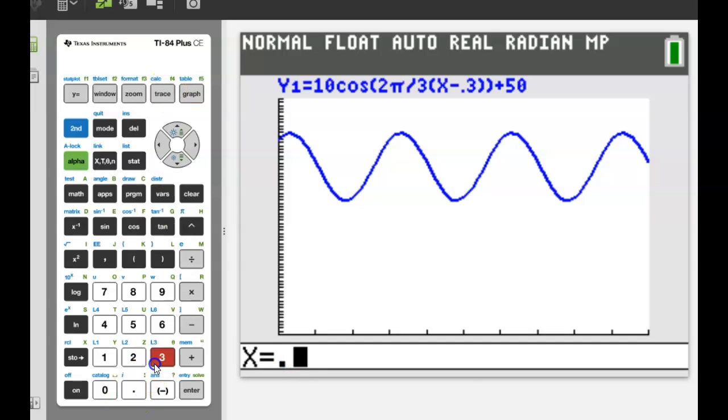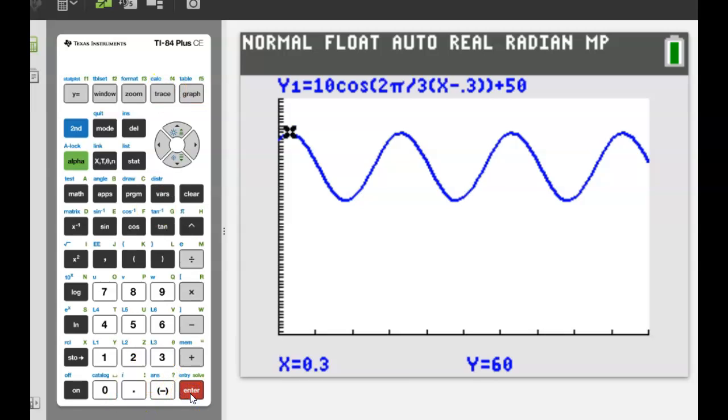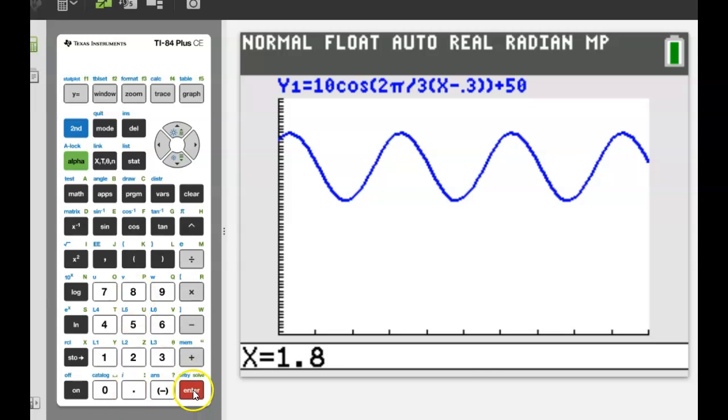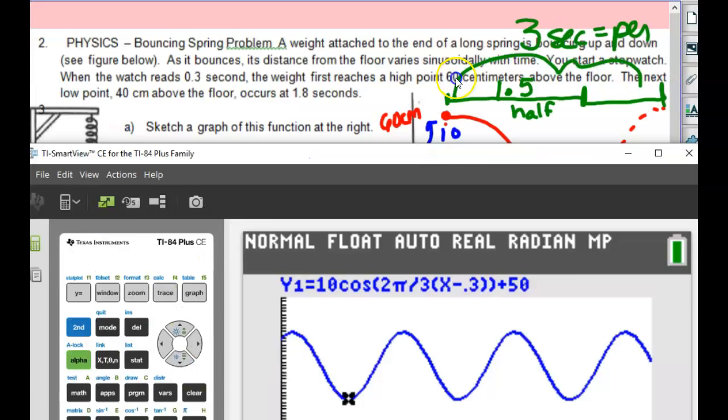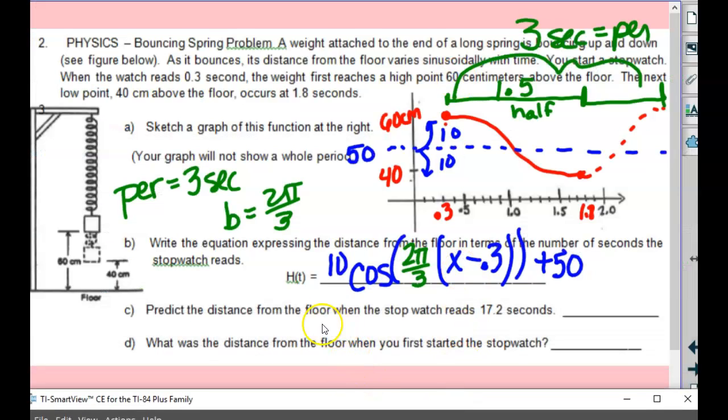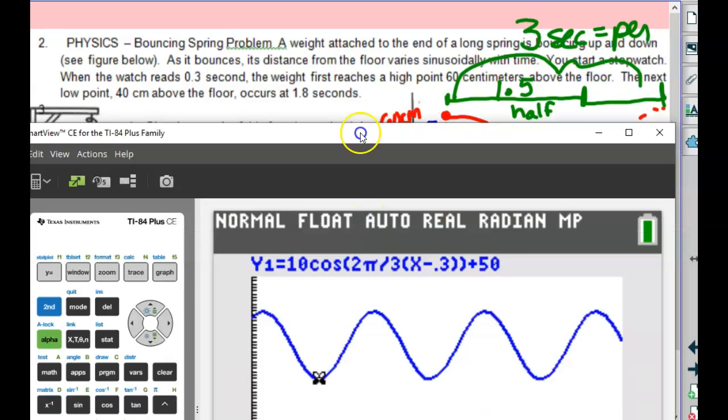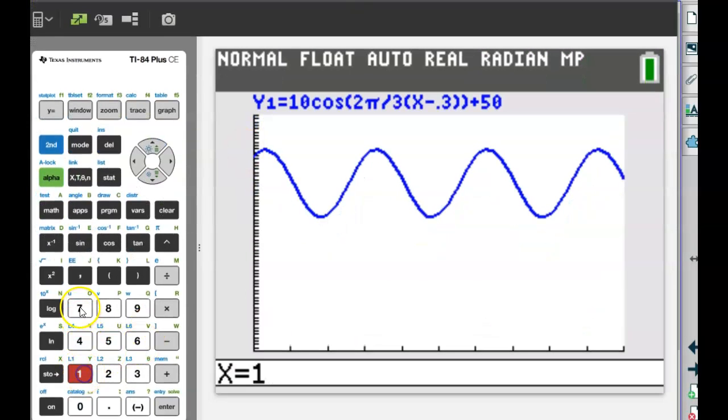Trace 0.3. It's supposed to be a height of 60. Is that what we said? And then 1.8. It was at the min of 40. Okay. And what times do they want to know? Distance from the floor at 17.2, is that what that says? So trace 17.2.